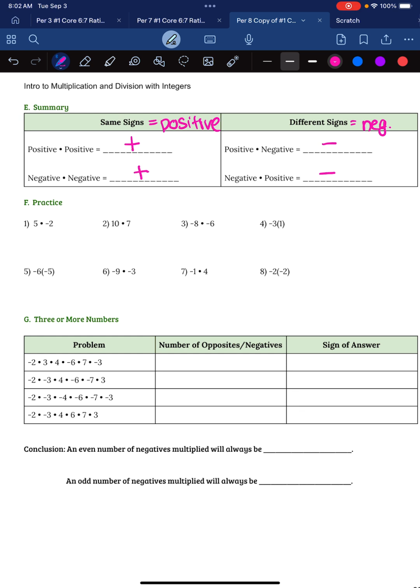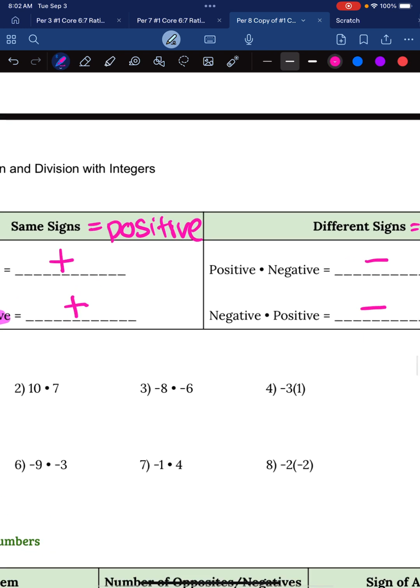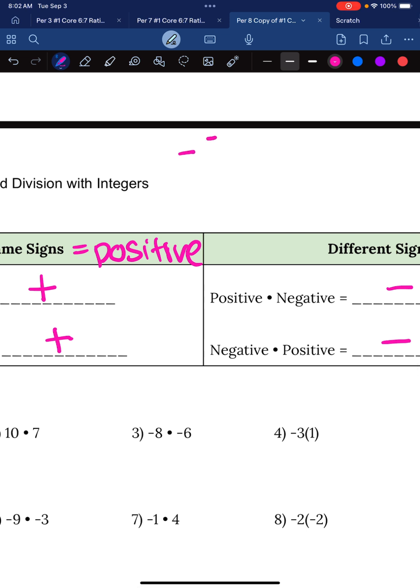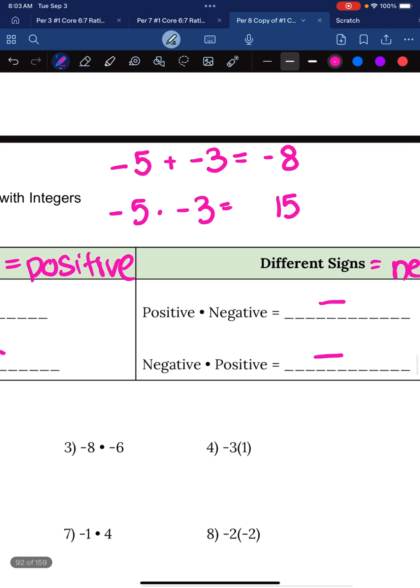The rule that people always get confused with is this one, negative times negative, because I want to show you the difference. What if I do negative 5 plus negative 3 and compare that to negative 5 times negative 3? For negative 5 plus negative 3, we know that we have to add their absolute values and keep the sign the same. That answer is negative 8. But when I multiply, 5 times 3 is 15. Take the opposite of the opposite, positive 15. That's a positive answer.